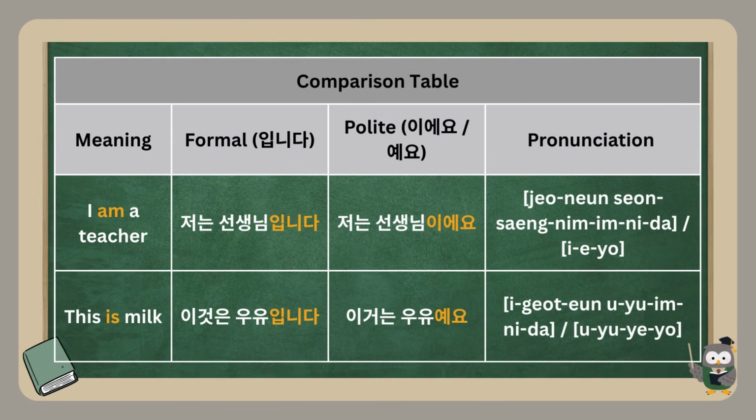Let's look at some examples. 저는 선생님입니다 and 저는 선생님이에요. Both mean I'm a teacher. 이것은 우유입니다 and 이거는 우유예요. Both mean this is milk. The choice depends on the level of formality, not the meaning.